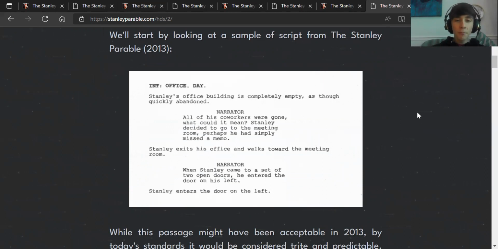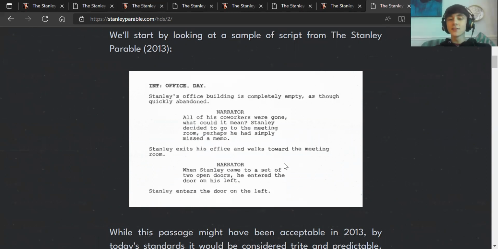Office day. Stanley's office building is completely empty, as though quickly abandoned. All of his co-workers were gone. What could it mean? Stanley decided to go to the meeting room. Perhaps he had simply missed a memo. Stanley exits his office and walks toward the meeting room. Only if the player does that. Narrator: When Stanley came to the set of two open doors, he entered the door on his left. Stanley enters the door on his left.